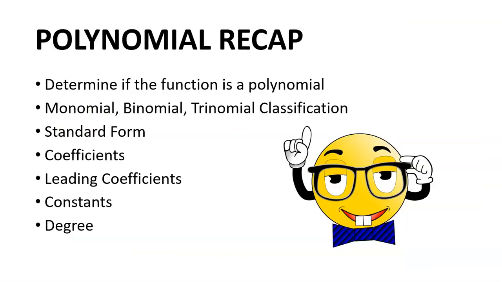So, polynomial recap. First of all, we determined if the function was a polynomial. We classified it. We learned how to put it in standard form, learned what the coefficients were, how to determine what the leading coefficient was, what constants are, and then lastly, how to find degree.